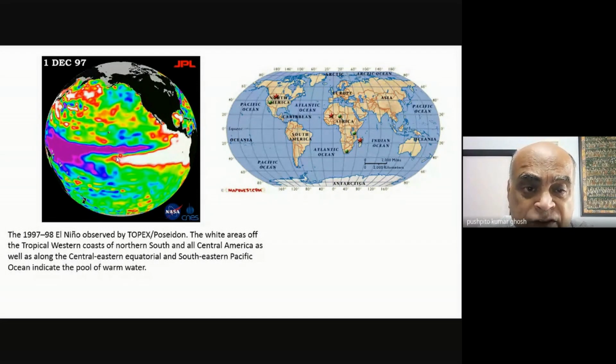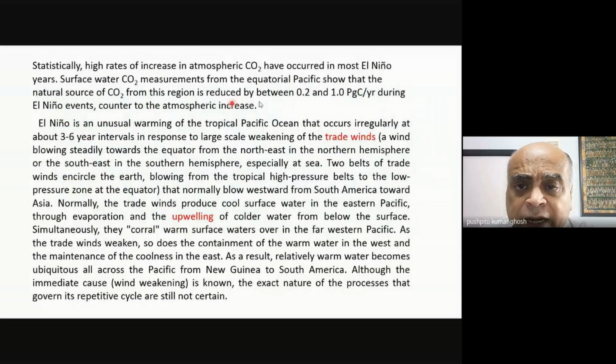And this is the picture that they took. This white part is all that warmer water. The entire Pacific had warmed up because of the slowing down of these trade winds. As you can see, in the place where normally the waters are meant to be cool, the whole thing has warmed up. They found that the carbon dioxide in the water had reduced, but this was countered by a rise in atmospheric CO2. That is what is known as the El Nino effect.